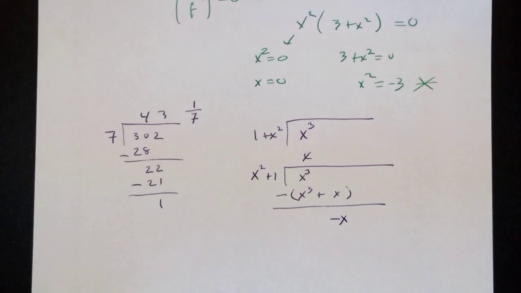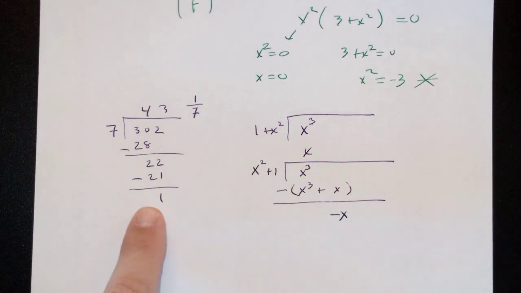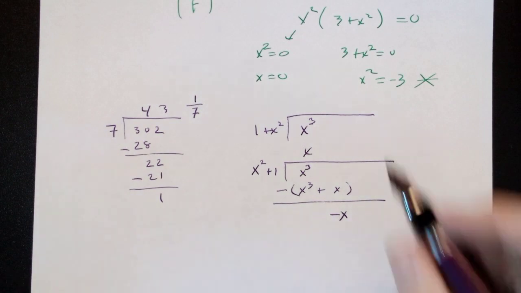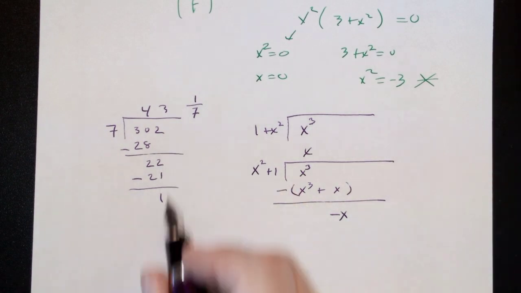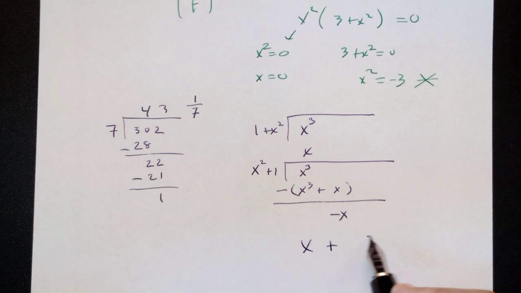As soon as the power of what's down here is smaller, I stop. Just like as soon as this was smaller than this, I could stop. There's nothing else to bring down, so I stop dividing. Which means I would write x plus negative x over 1 plus x squared.